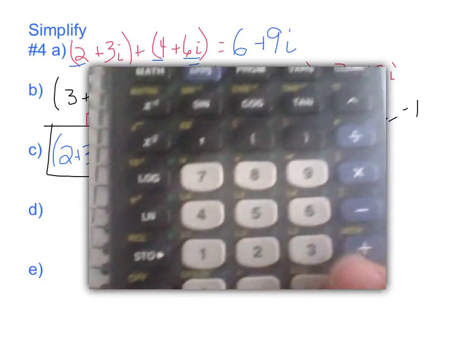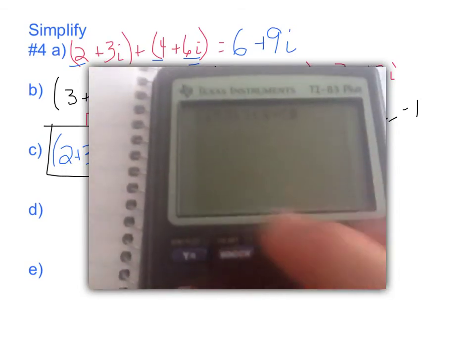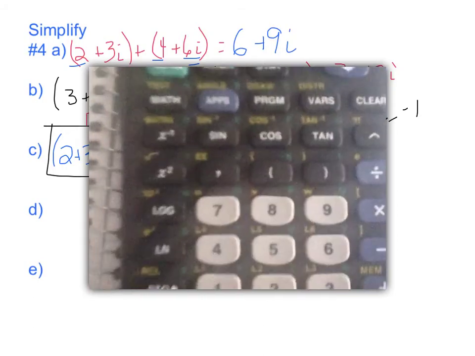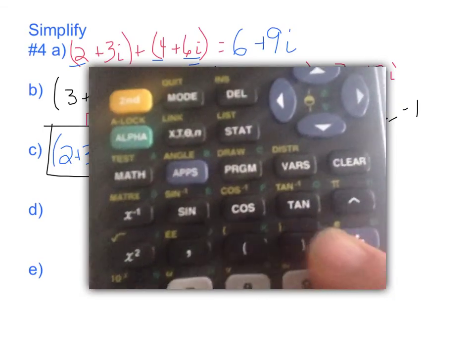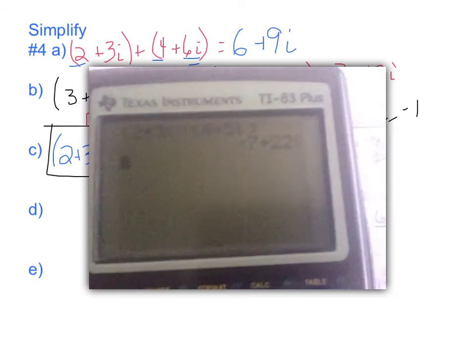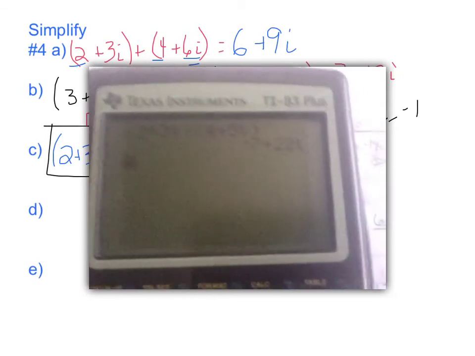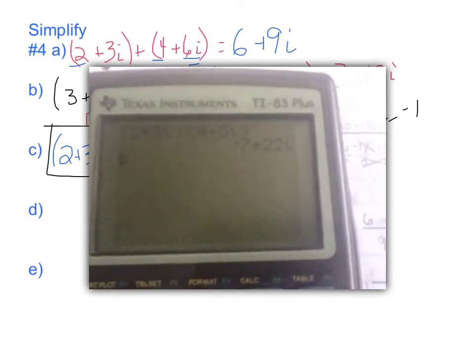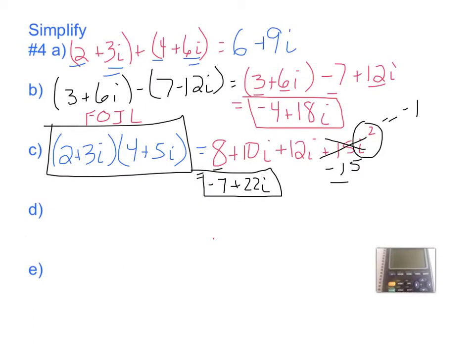That's 4 plus 5, and then hit second decimal point. That's your i. Close your parentheses. And then, drum roll, hit enter. Looky there, negative 7 plus 22i. So that's kind of cool that your calculators will do that for you or with you. So let me get that out of your way. Let's do a couple more examples. Okay, letter D here.